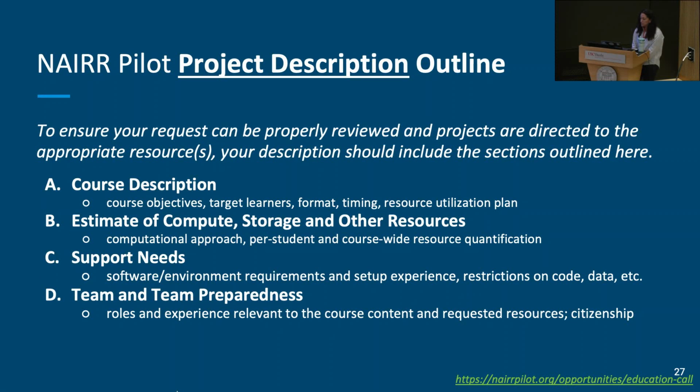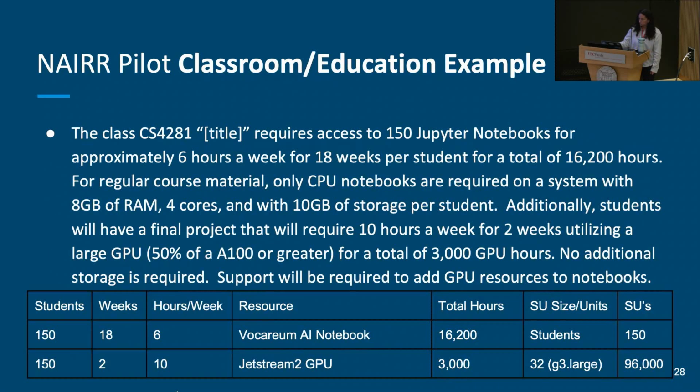Again, somewhat similar to the previous project description, it's broken down into these 4 parts. And again, here's a hypothetical example from a real research proposal of what a classroom justification looks like. The proposers are requesting both AI notebooks and compute capacity in their own specific units. They request support to help integrate the GPU resources into their work, and they also specify the total number of hours and the number of students that are going to be supported.